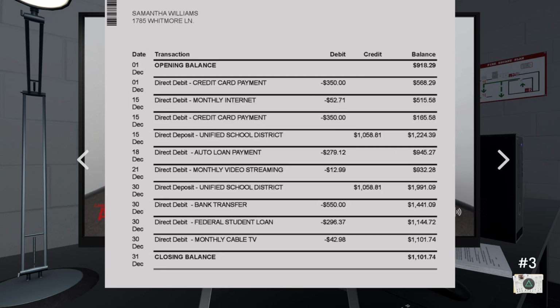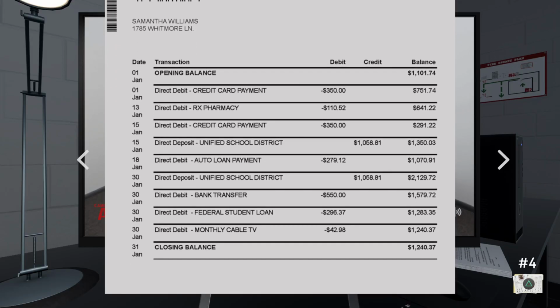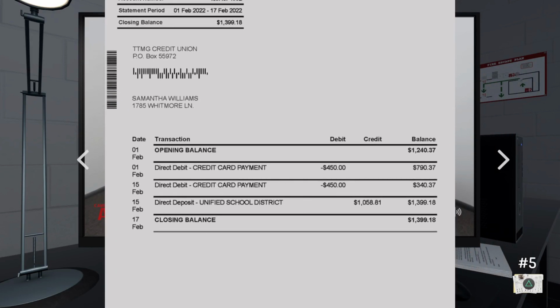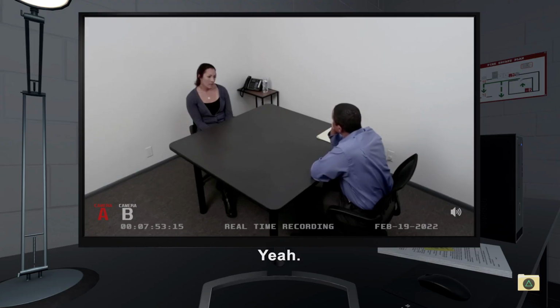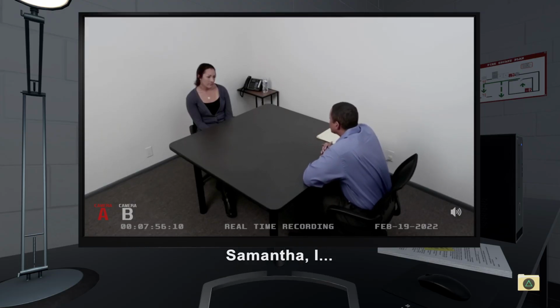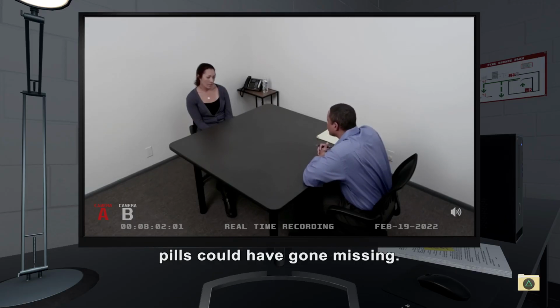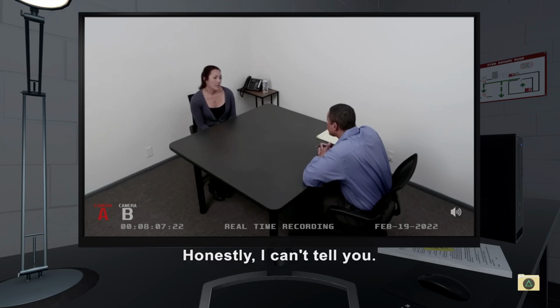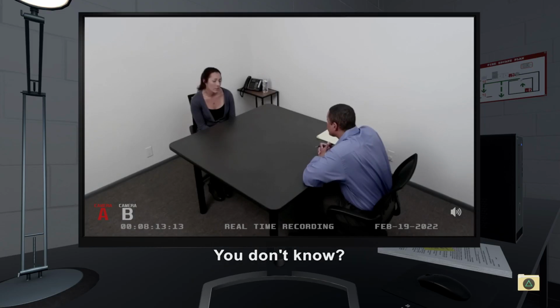Now, Samantha, these 5 missing pills, do you have any idea how these 5 pills could have gone missing? No, I don't. Well, you are at least aware that these 5 pills have gone missing? Yeah. That's what Michael said. And I'm assuming that's part of the reason why you brought us down here. Yeah, that's a big part of the reason. Samantha, I can't seem to understand how 5 30-milligram Oxycontin pills could have gone missing. Honestly, I can't tell you. I don't know.